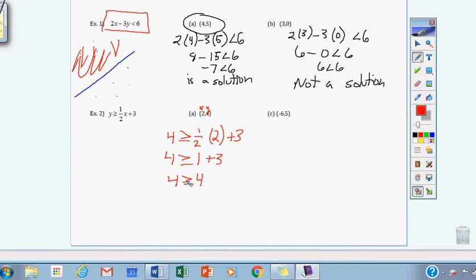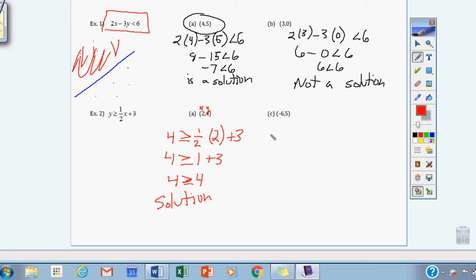Okay, the key word here, guys, is or. Is 4 greater than 4? No. But it says or equal to 4. Since it is 4, that means it fits the phrase greater than or equal to 4. So this is a true statement. So this one right here would be a solution. Okay, so if we were to graph this line, that would be in part of the shaded region.